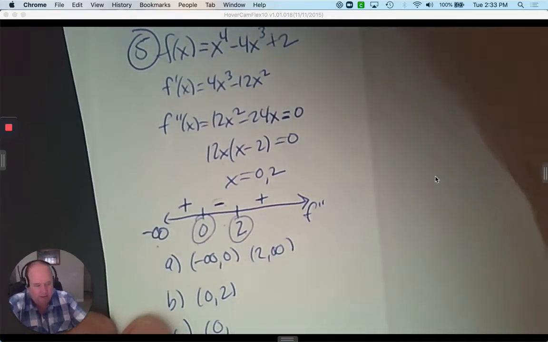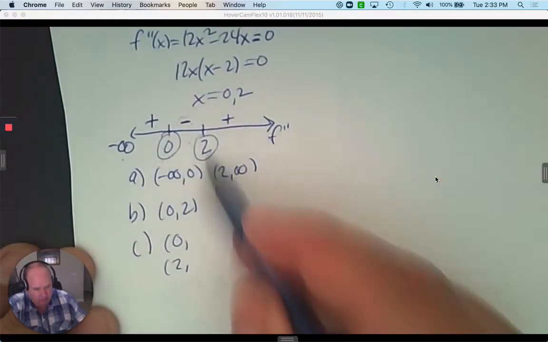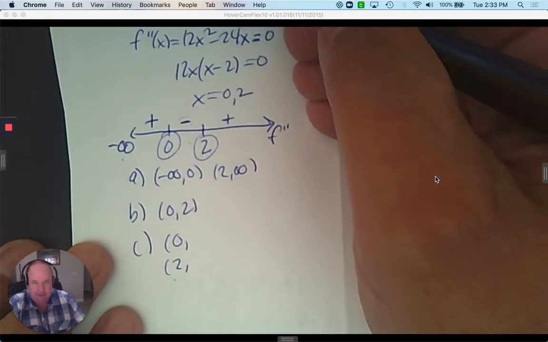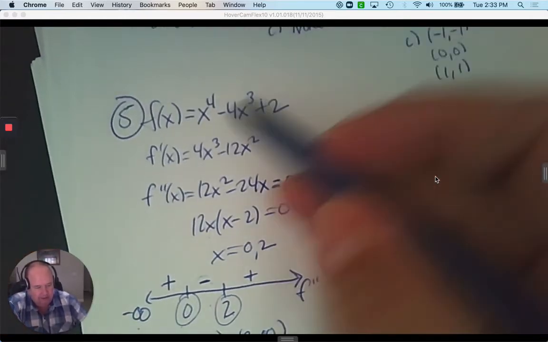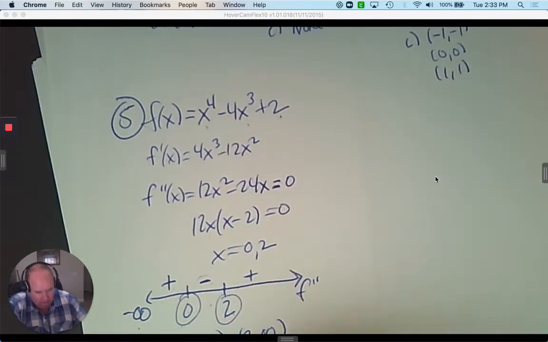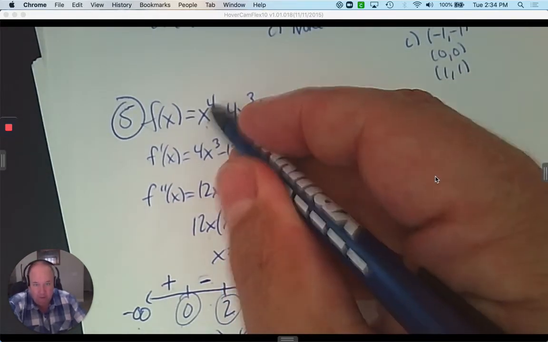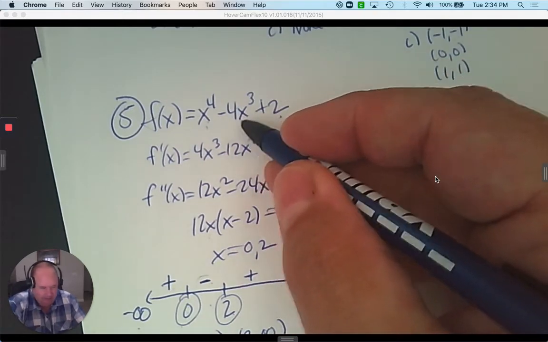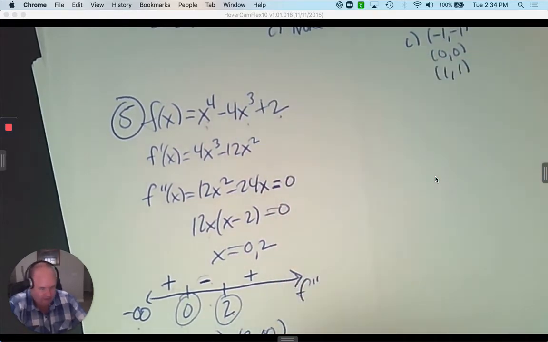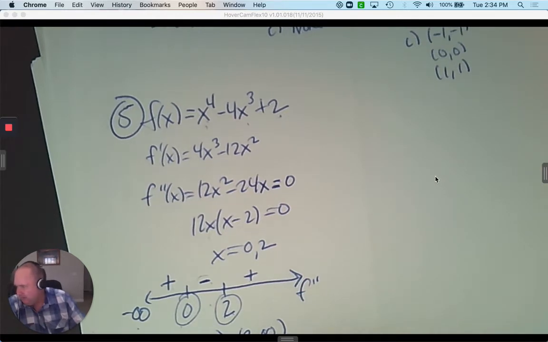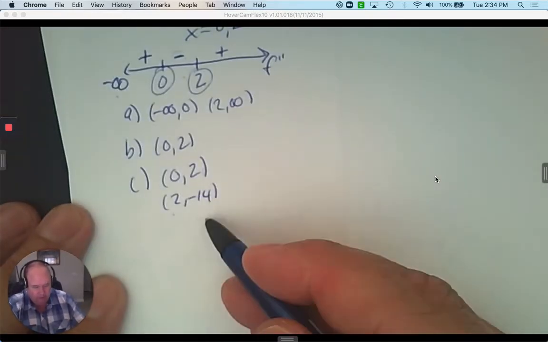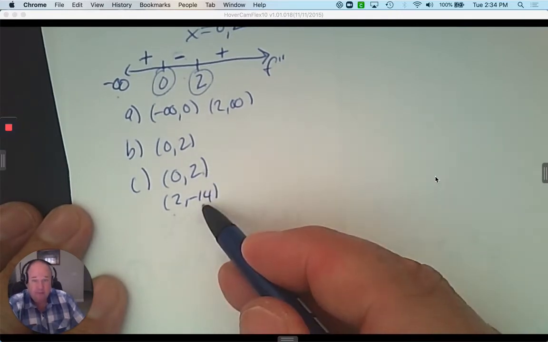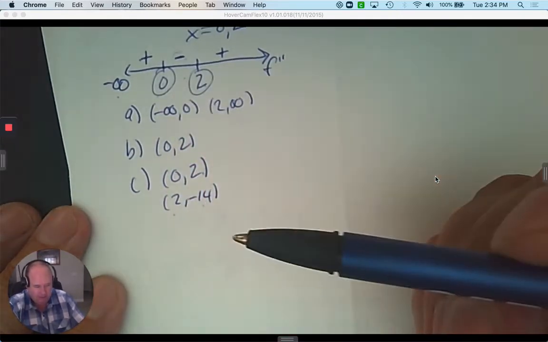How do I find the y-coordinate that goes with 0 and 2, knowing it changed? I go back to the very beginning and plug it in way at the beginning. So if I plug in 0, I get the answer 2. This one's more complicated. Plug in 2, you get 16, subtract 32, that's negative 16 plus 2, I get negative 14. Let's see if that's true. It is. So to find the y-coordinate, you have to go back to the function, not the derivative, to find the y-coordinate that goes with it. These are points of inflection because the concavity changes at those x values.